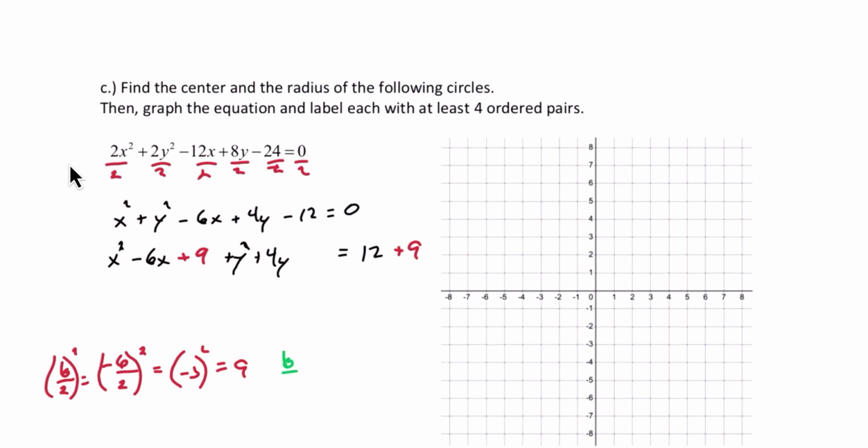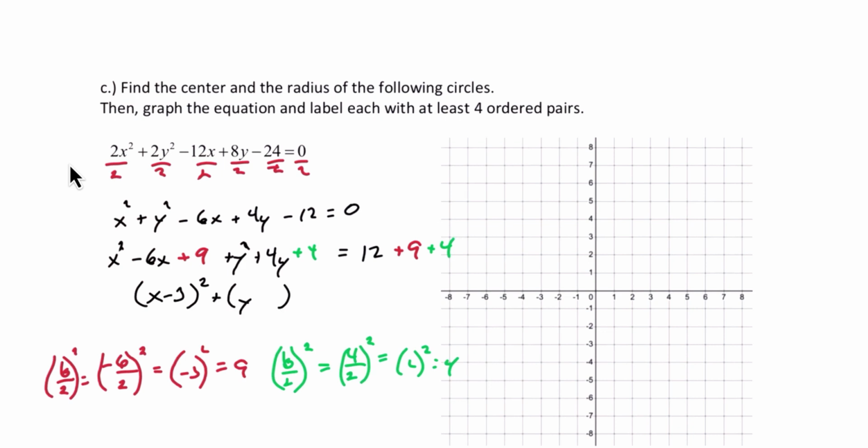For the y's, again, complete the square using b over 2 squared. B is 4. Cut that in half, and we get 2 squared, which is 4. Add 4 beside the y's, and again, do the same thing on the right side. Factor your perfect square trinomial. On the x's, b over 2 goes in there, so we have negative 3. And on the y's, what we put in beside the y is b over 2, which in this case is 2. And that's equal to 25.